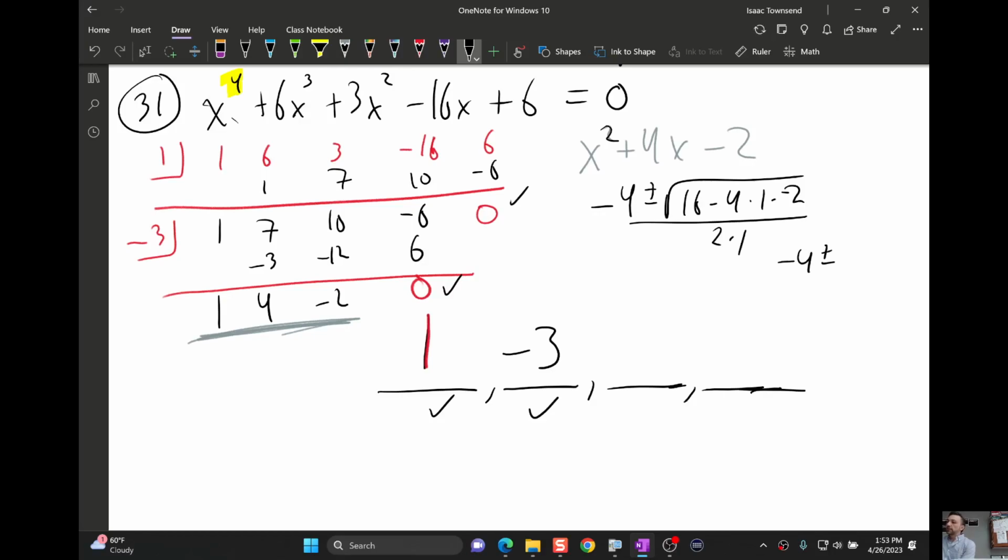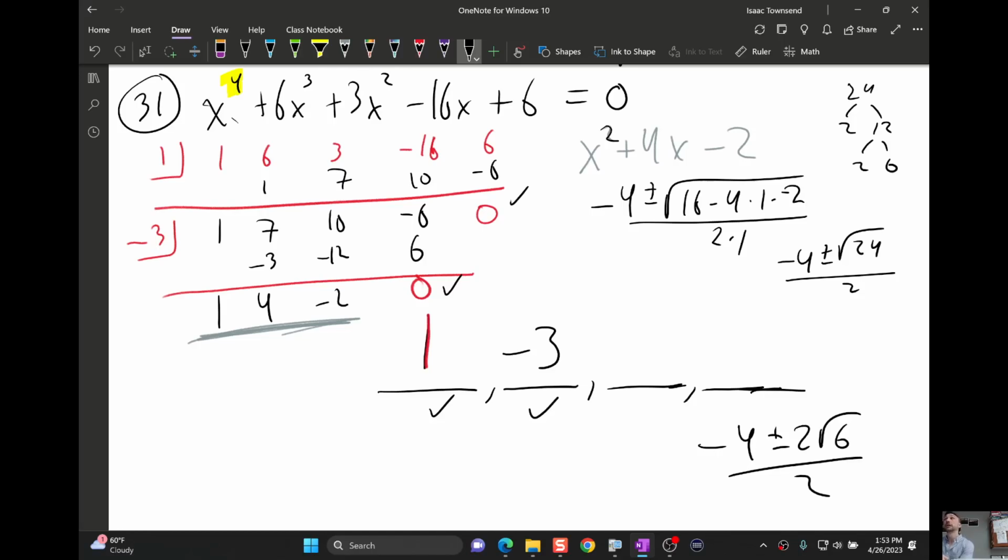And so it looks like we get negative 4 plus or minus the square root of 24, which is 2 square root of 6. And then our fractions reduced here. Negative 4, 2 square roots of 6, and 2 are all evenly divisible by 2. So divide them all by 2. And it looks like one of the zeros is negative 2 plus the square root of 6. And the other one is negative 2 minus the square root of 6.